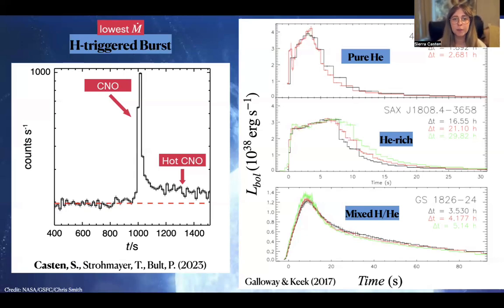We argue in my paper that this burst was instead triggered by unstable burning of hydrogen via the CNO cycle, and then at some point the temperature threshold reaches the point where it switches to hot CNO instead, which causes this tail after the burst, which is an offset from where it was initially before the burst.